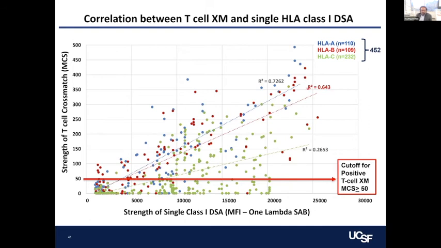You can see some correlation for blue and red. The R value should be one for perfect correlation, but for A it is 0.72, closer to one but not perfect. Red also shows some correlation, but look at C, there's no correlation at all. You can see with 20,000 MFI, a C locus DSA, the cross match can be completely negative, at 50 median channel shift. That's the problem. If you see strong antibodies in a solid phase assay, you should not stop transplanting the patient. You need to make sure whether this antibody binds to the cells. That's why the flow cytometry cross match is very critical.